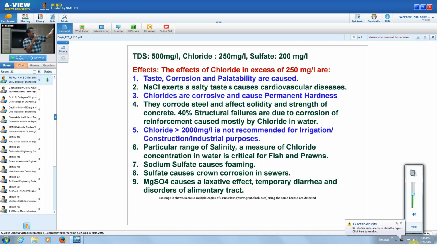Second, sodium chloride exerts a salty taste and causes cardiovascular diseases. What is meant by cardiovascular disease? Who is a cardiologist? Heart specialist. That means heart problems are caused if water contains excess chloride. Third point, chlorides are highly corrosive and cause permanent hardness. In hardness, there are two types, permanent hardness and temporary hardness. Chloride causes permanent hardness.